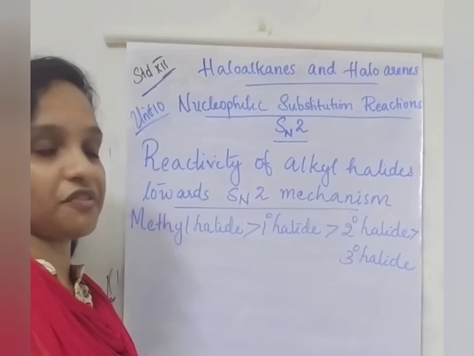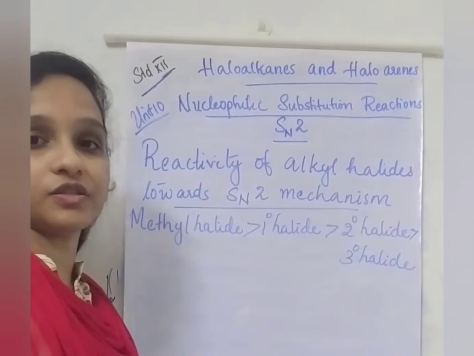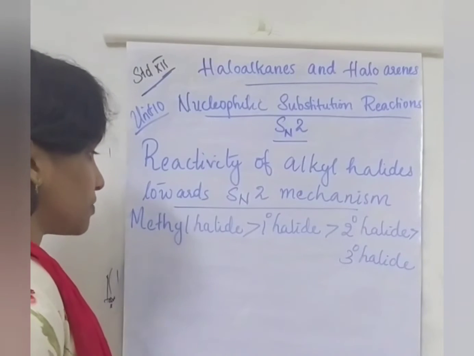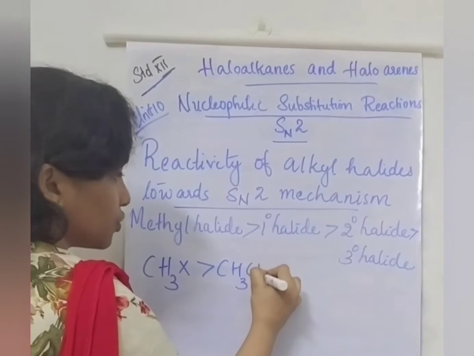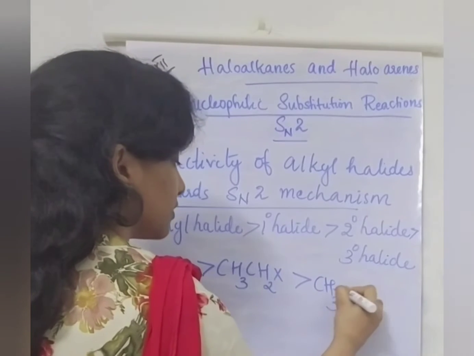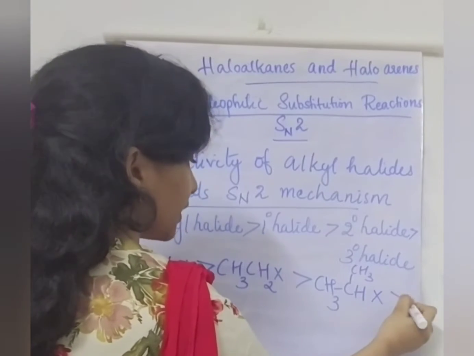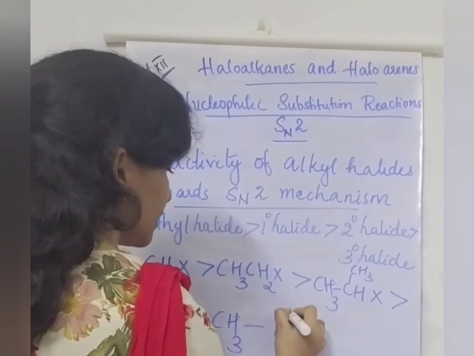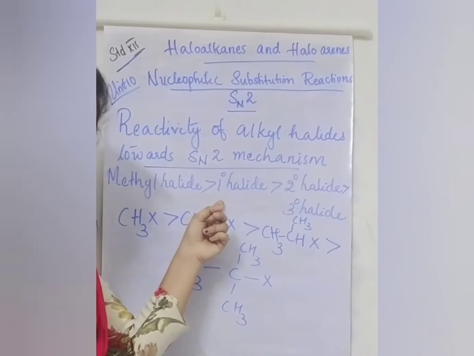Now let's see the reactivity of alkyl halides towards the SN2 mechanism. That is, methyl halide is greater than primary halide, greater than secondary halide, greater than tertiary halide. So methyl halide, that is CH3X, greater than CH3CH2X, greater than secondary halide (CH3)2CHX, greater than tertiary halide (CH3)3CX. So how will you know that is a primary halide?